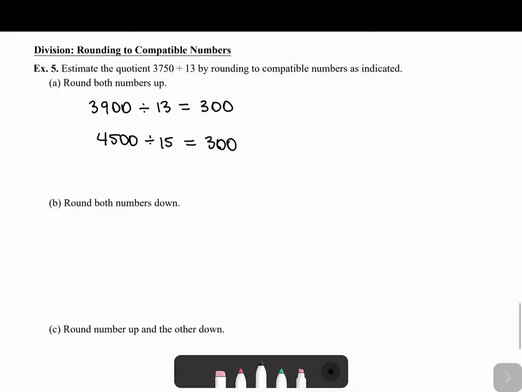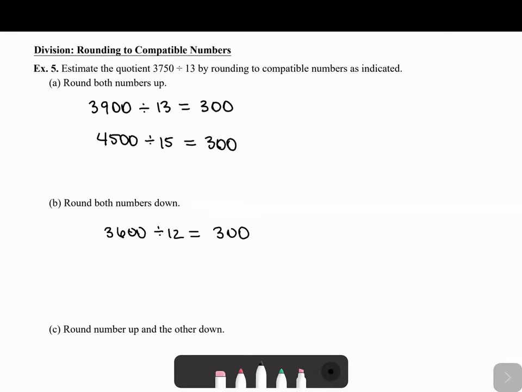Okay, so now we want to round both numbers down. We again can look at this two ways. If I want to decrease 3,750 by the least amount to get a compatible number, well, I know that 3,600 works pretty well with 12. If we do 3,600 divided by 12, we also get 300. So in this case, we wanted to decrease the dividend, 3,750, by the least amount possible. And then we could see that 3,600 worked well with 12, which was only one less than 13.